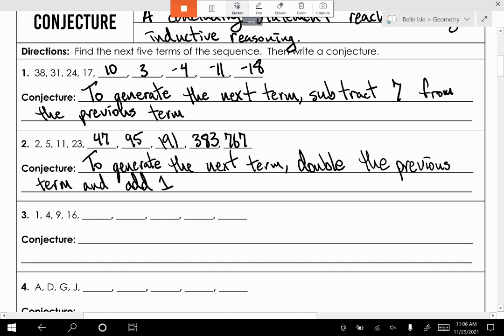Let's go ahead and look at number 3 together. Have we had a chance to look at it yet? I got it.